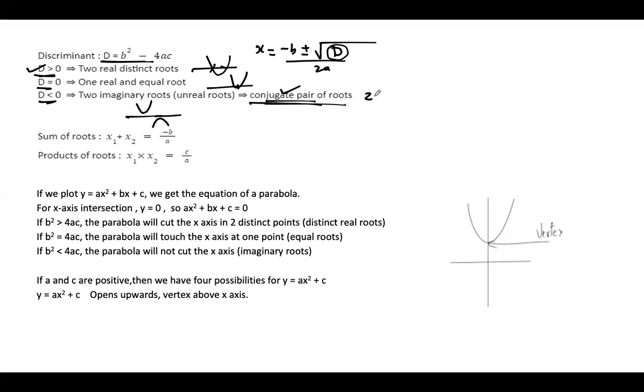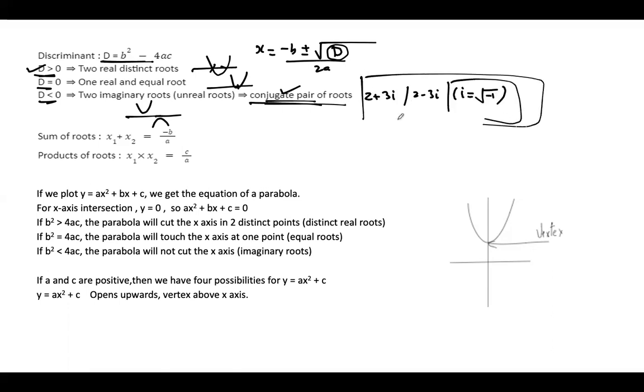If one root is 2 plus 3i, the other root will be 2 minus 3i, where i is equal to under root of minus 1. But this is not relevant with respect to your examination. So please don't focus on it. So two possibilities wherein D is equal to 0, these two graphs. D is greater than 0, again two possibilities wherein A is positive, A negative, A positive, A negative.